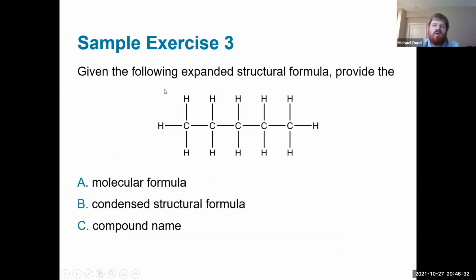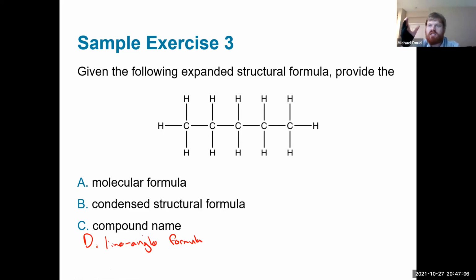Okay, so here we go. Given this expanded structural formula, give me the molecular formula, the condensed structural formula, the name, and let's just do this now. What are we waiting for? The line angle formula. Okay, so give it a shot and pause the video here, try to work on these, and then when you come back, you'll have the answers together, okay? So pause.